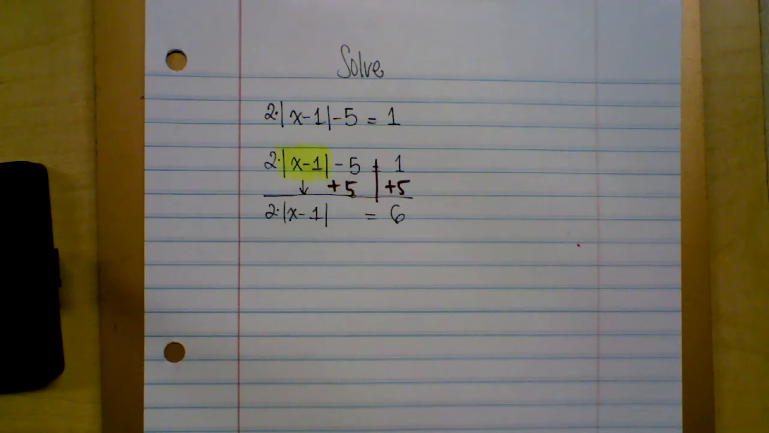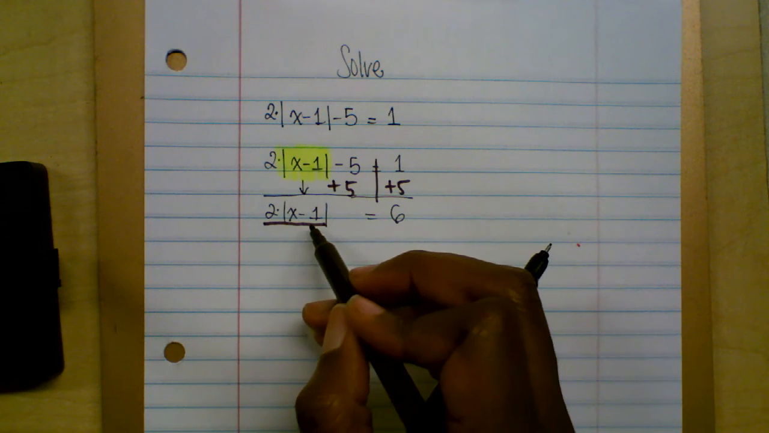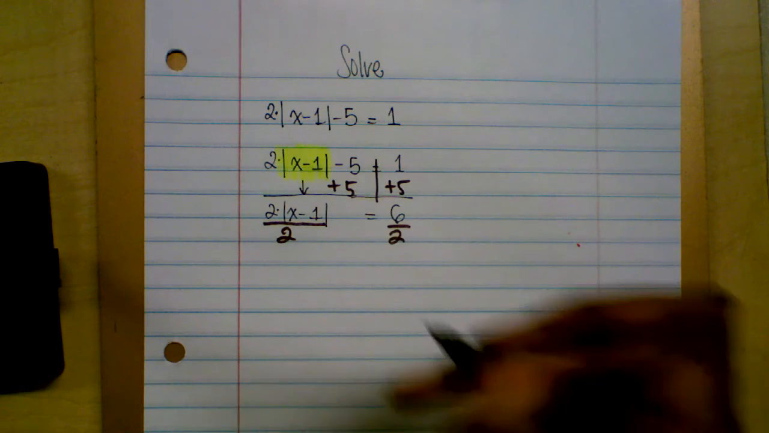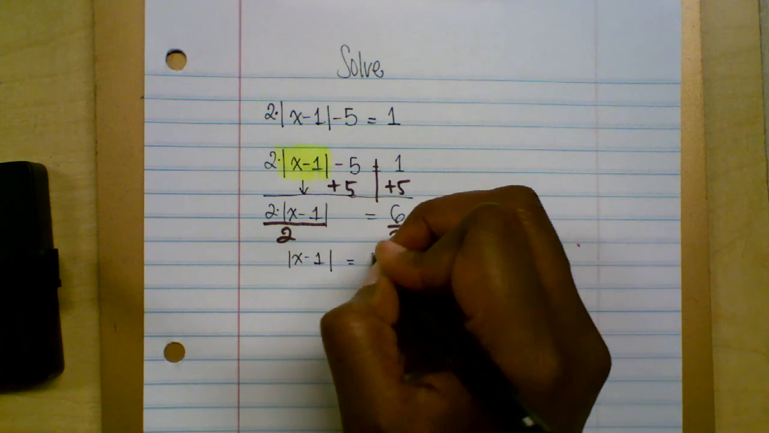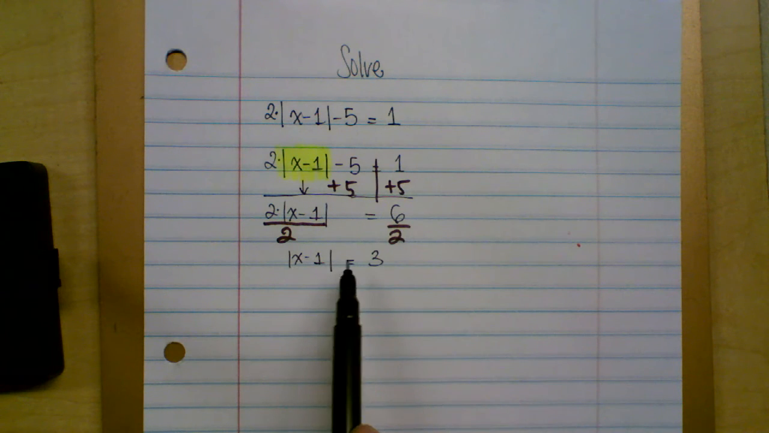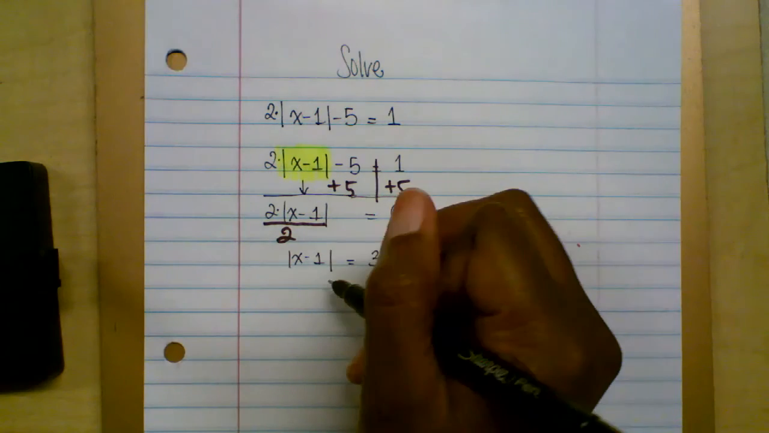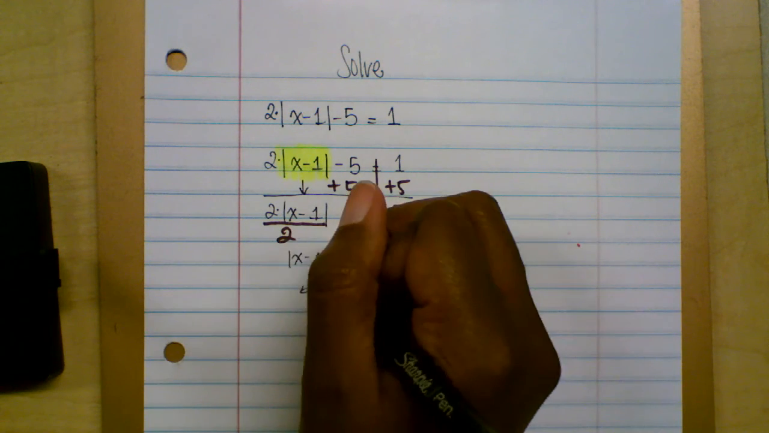The first step here to isolate the absolute value is to add 5 on both sides. And then because 2 is multiplied to the term with the absolute value, you're going to divide by 2. So now you have the absolute value of x minus 1 is equal to 3. So now, what can you do? We want to drop the absolute value. The only way to drop the absolute value is to rewrite it as two equations.